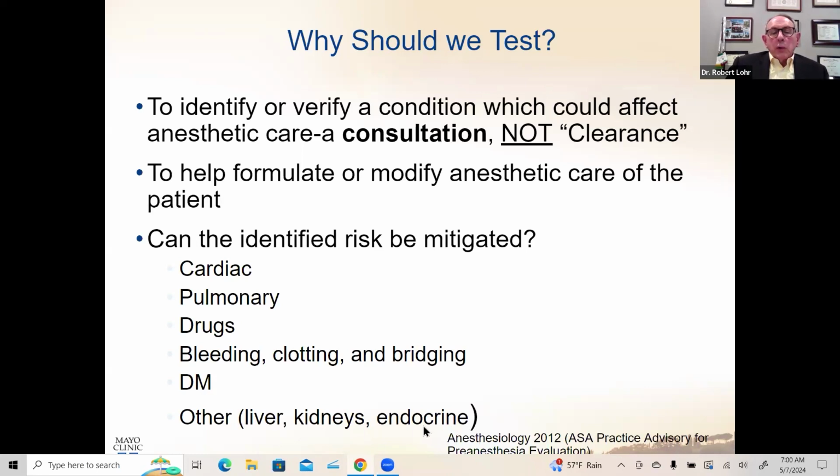And lastly, endocrine, and this is not diabetes, but rather other endocrine abnormalities that can affect anesthetic care. The two ones that are most common anyway would be hyperthyroidism, overactive thyroid, and adrenal insufficiency. So those things need to be considered. Now, your patient may not have all of these things, hopefully they don't, but you need to be thinking about these as you formulate your consultation note.